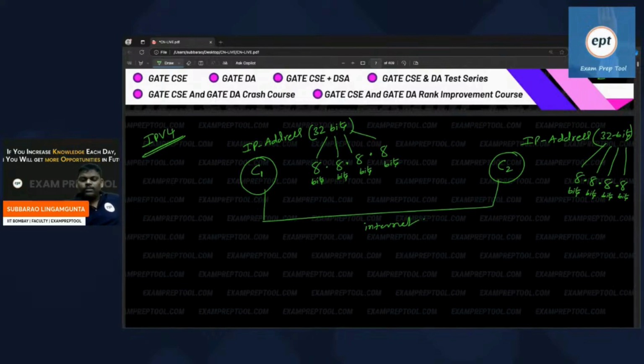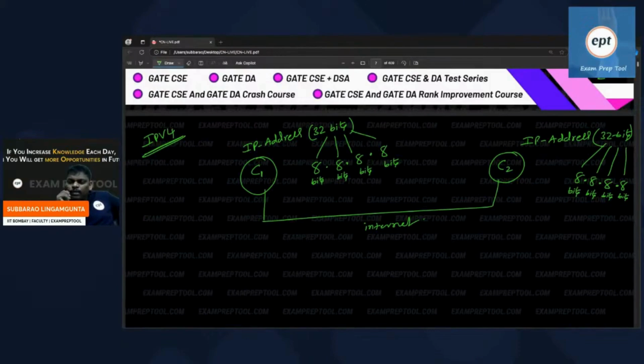Can we go to the next? Just concentrate on IPv4. Okay, can I move to the next? So two computers want to communicate through the internet. Both computers should have an IP address. Right? Next one.